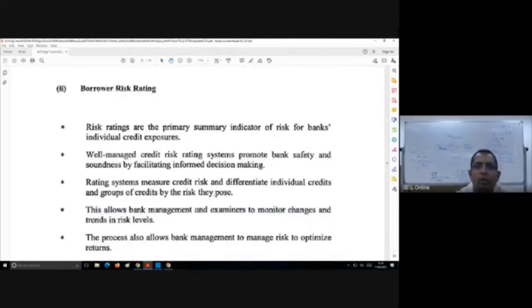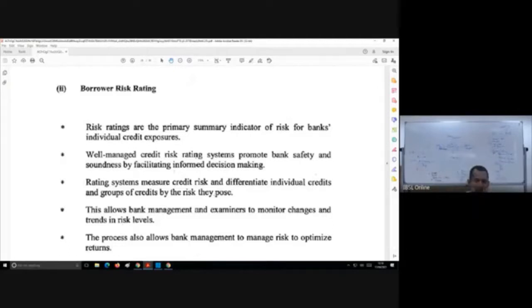Then we talk about risk rating. What is a risk rating? Risk rating is the probability of default. What is the probability this customer will default?